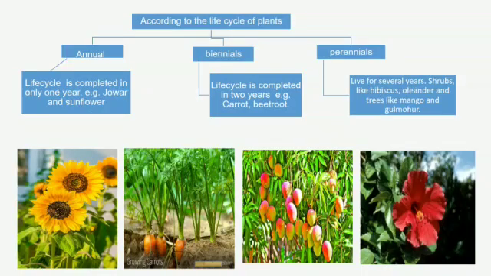Now let's know about criteria of plants. According to the period of their life cycle, plants are classified as annual, biennial and perennial. The life cycle of plants which is completed in only 1 year is known as annual plant, for example, jowar and sunflower. Whereas the plant life cycle which is completed in 2 years is known as biennial, for example, carrot, beetroot. Whereas the plants that live for several years, shrubs like hibiscus, coriander, and trees like mango and gulmohar are known as perennial.